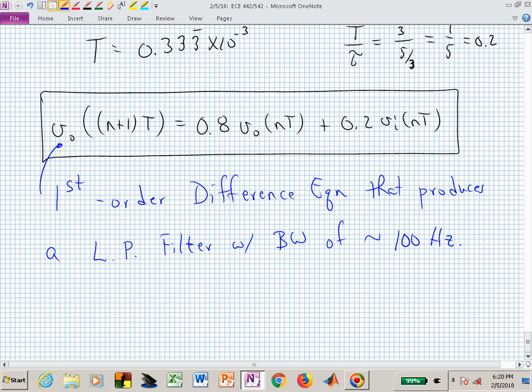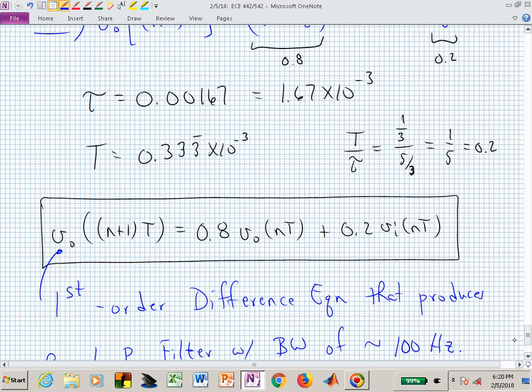This you could now use in a computer program if you wanted to. If you needed to filter noisy data that you wanted to low-pass filter that had been sampled, how fast? Well, it would have to be sampled at 0.333 times 10 to the minus 3 seconds per sample. But if you now have data coming in, a sequence of numbers that had been sampled that way, you could put it through this difference equation, and out V naught would be a filtered version of that. V sub I would be the input sequence of numbers.